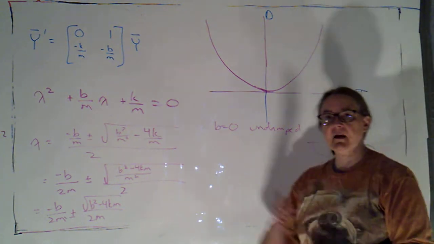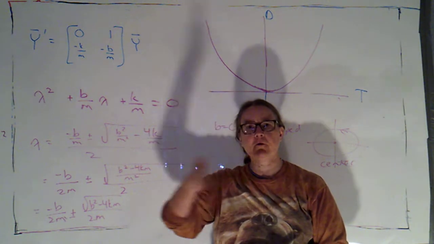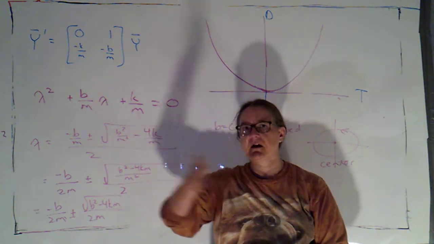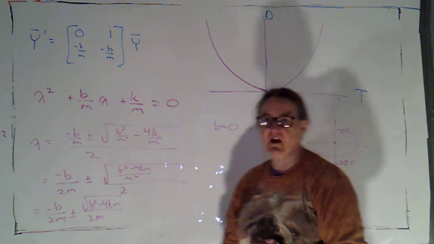Because if it's undamped, there's no friction or air resistance. It's just going to be oscillating back and forth, and there's nothing to slow it down or change the magnitude of those oscillations.